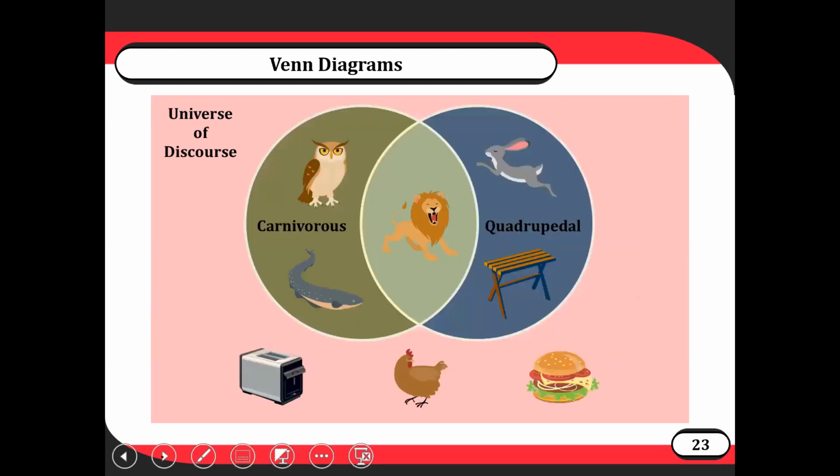Right. So here's a possible set of Venn diagrams. We have the universe of discourse, so it's all these elements: hamburger, chicken. Quadrupeds, so everything with four legs, like a rabbit or a table, or a lion, is contained in this set. And everything that's carnivorous, such as this, I'm not sure, is that an eel? And an owl and the lion are contained in this set. And then these things are outside of any sets that we're representing in this case.